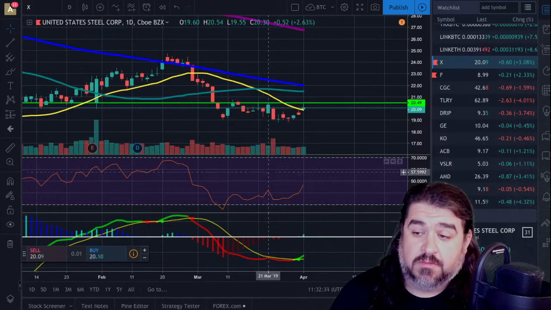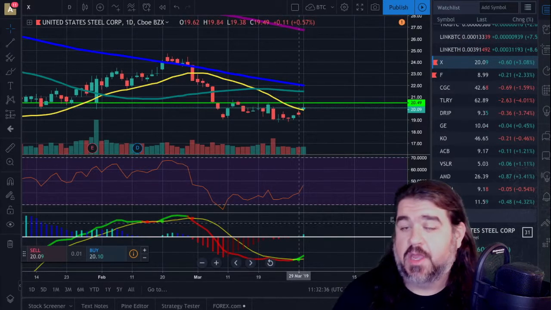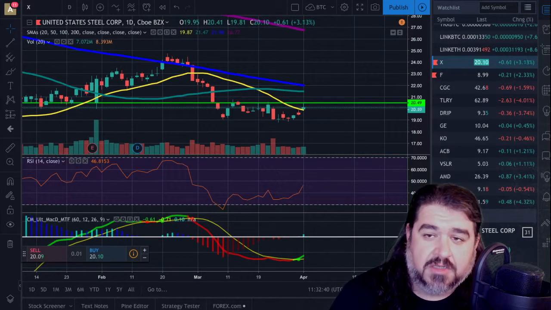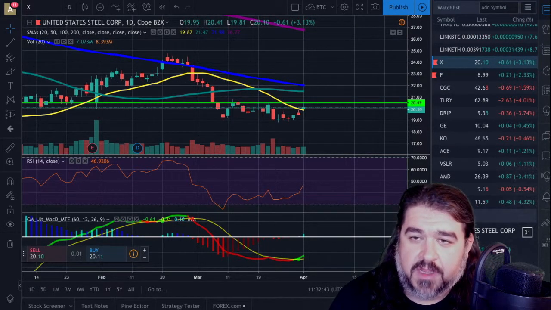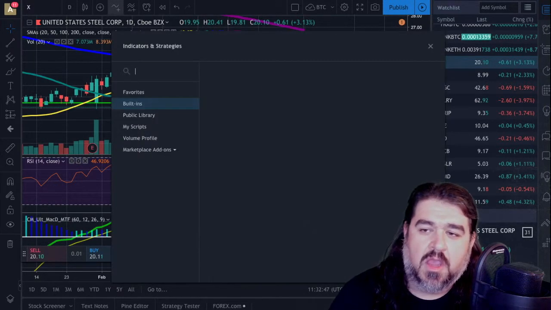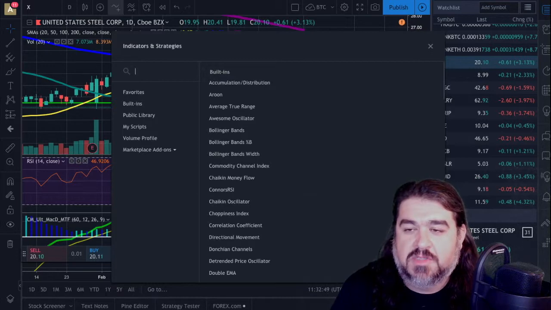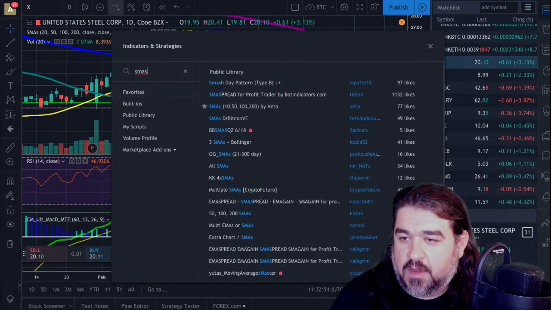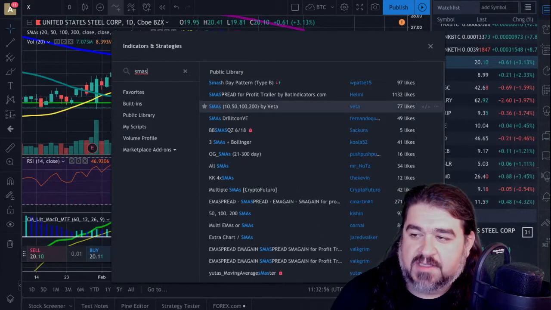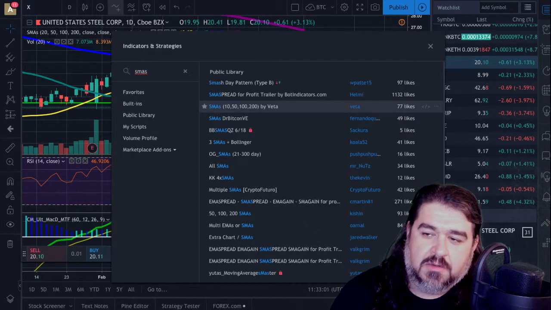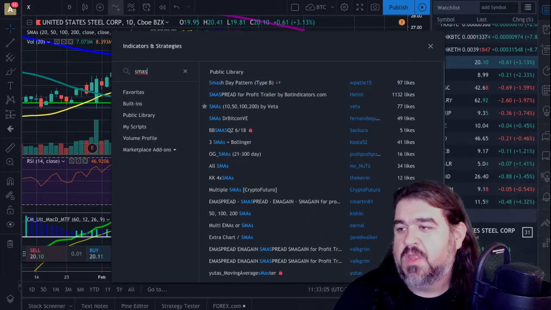Essentially, I'm using three main indicators that I have turned on. I'll go ahead and show you. The first indicator is SMAs. If you go to your indicators and search for SMAs, which is simple moving averages, you're going to find this one right here by Vita. This is the one that I'm looking at. It gives you the 10, 50, 100, and 200 period moving averages.